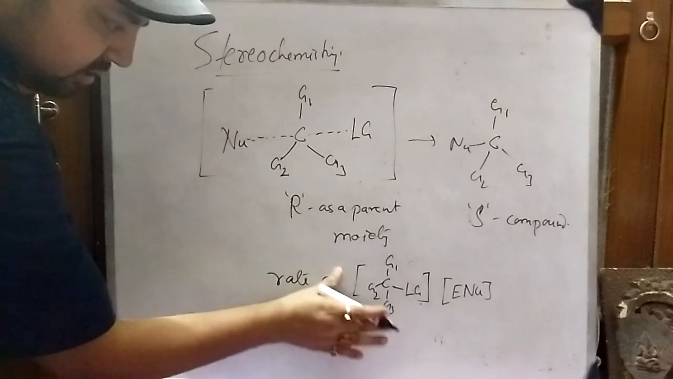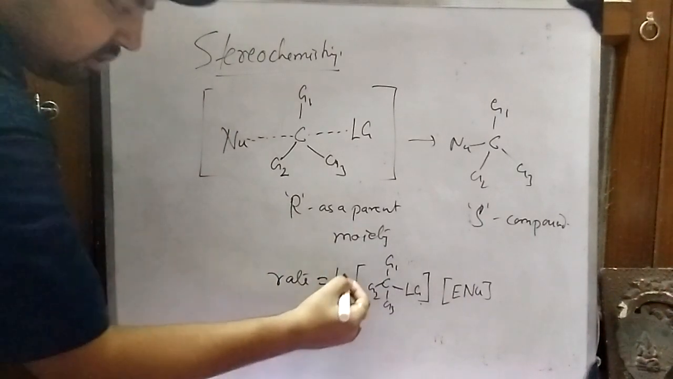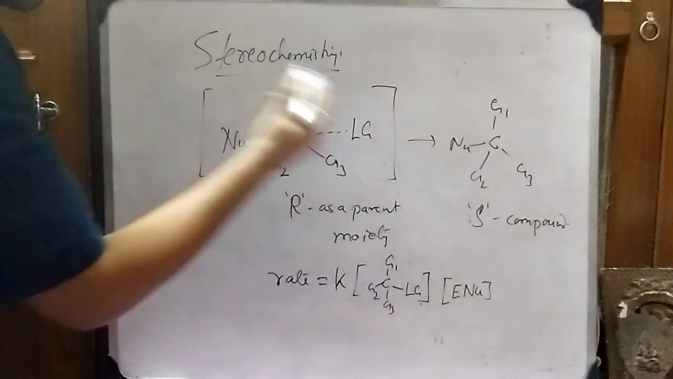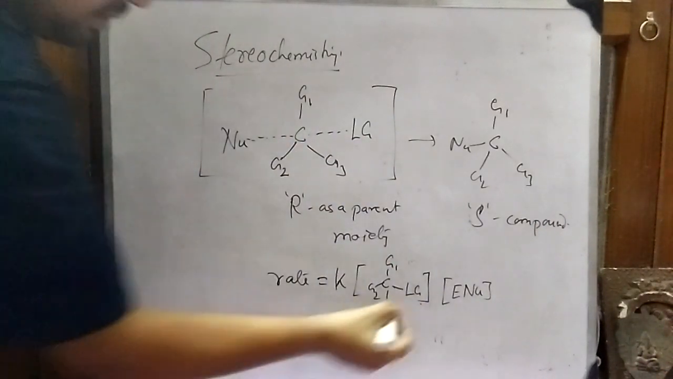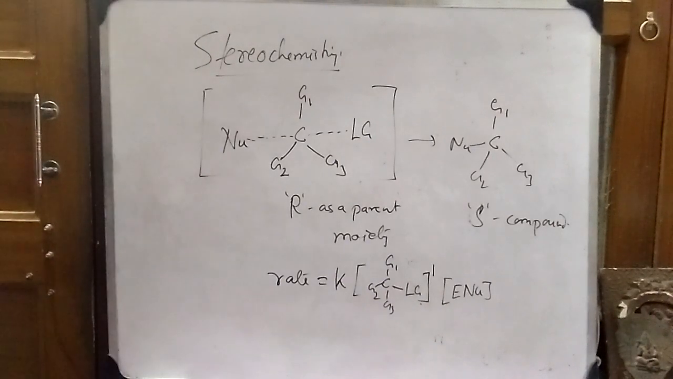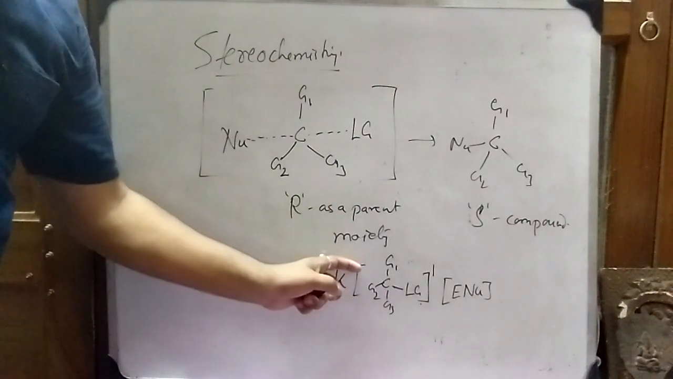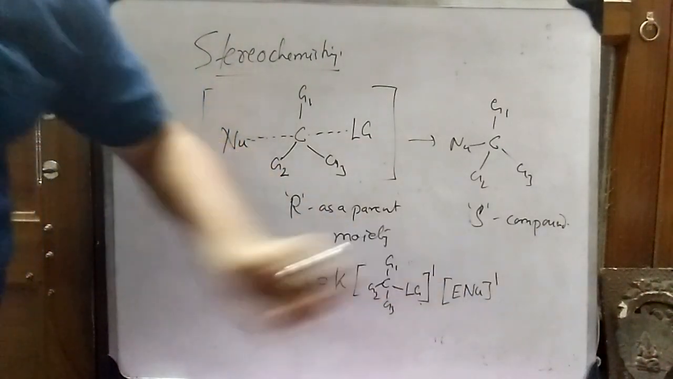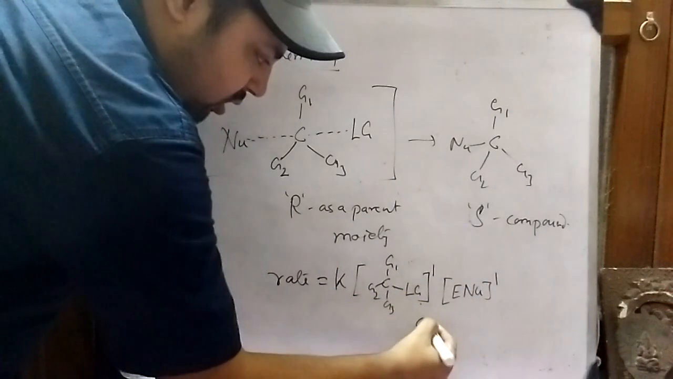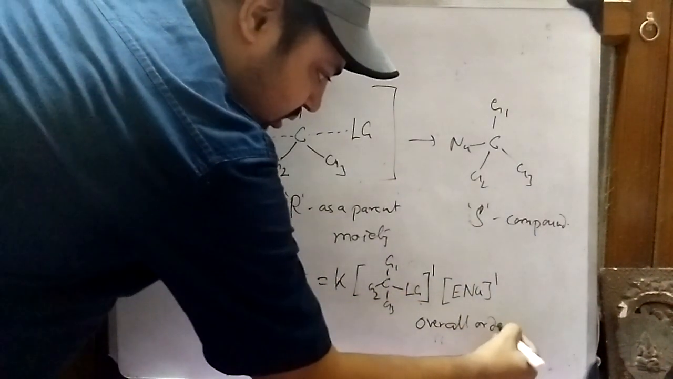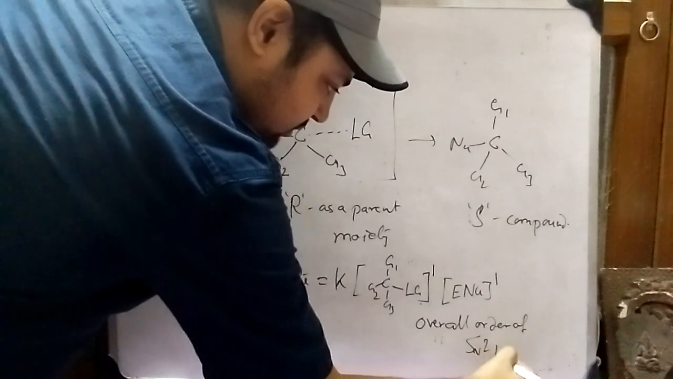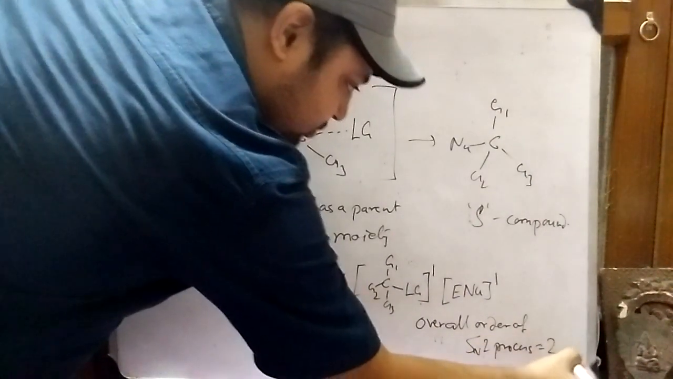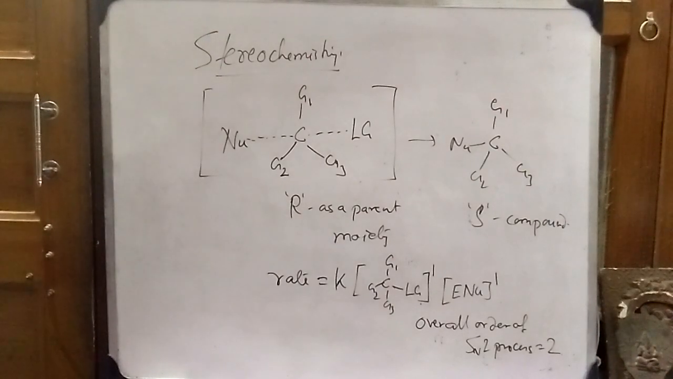If we just remove the proportionality sign, a rate constant will come. This reaction is dependent on both of them, so it is first order with respect to the substrate, the parent moiety, as well as first order with respect to the nucleophilic reagent. So the overall order of the SN2 process is equal to 2. Today we have completed the SN2 reaction, and in our next video we will go for the SN1 reaction. Okay, bye.